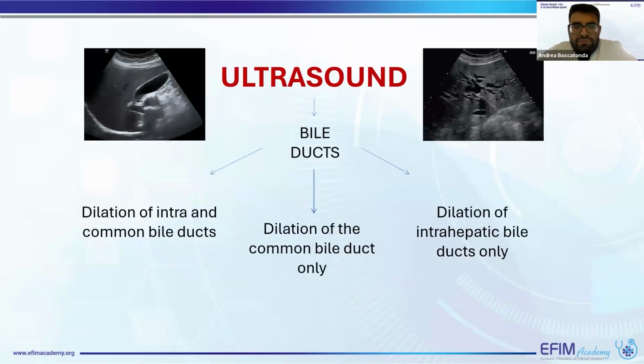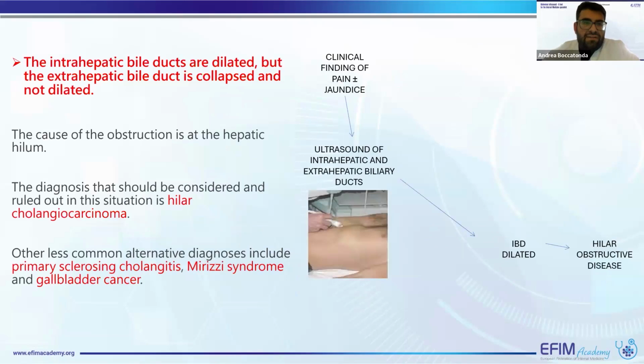In the second situation, we could observe a dilation of the intrahepatic bile ducts, but the extrahepatic, the common bile duct, is collapsed and not dilated. So we suppose that the obstruction should be at the hepatic hilum, so at the level of the hilum of the liver. And the main cause to exclude is surely the presence of cholangiocarcinoma. And secondly, the presence of a primary sclerosing cholangitis, amyloidosis syndrome, and a gallbladder cancer.